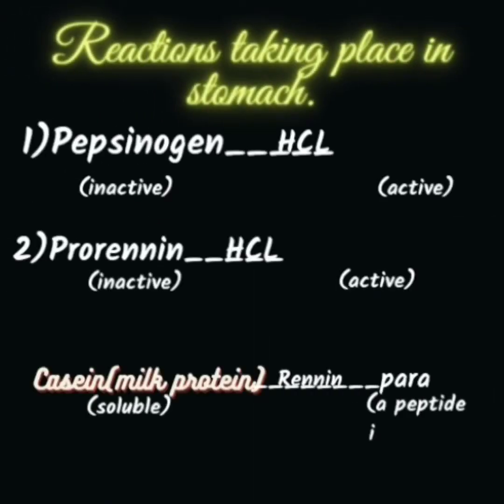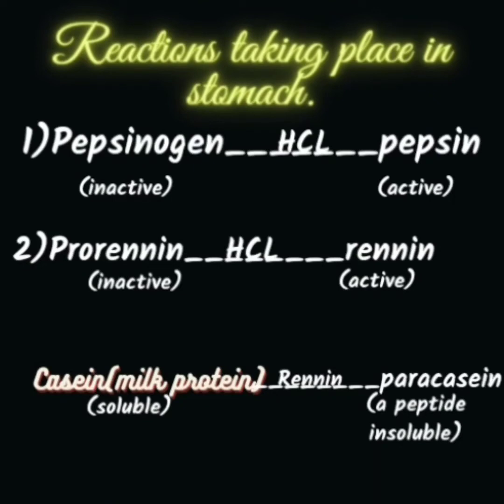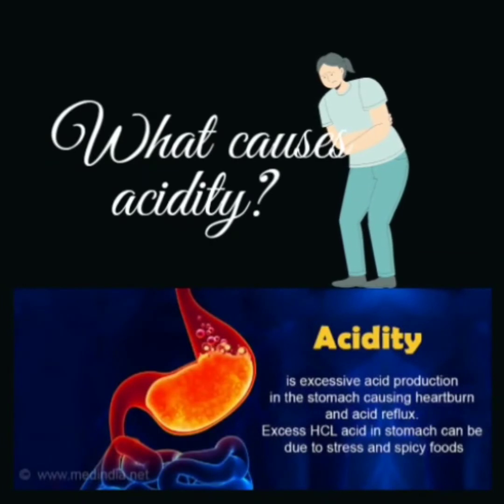Here are the reactions taking place in the stomach. Pepsinogen in the presence of HCl is converted into the active form called pepsin. In the same way, prorenin, which is present in its inactive form, is converted into renin, an active form, for the digestion of casein, which is a milk protein, into paracasein, which is a peptide in soluble form. These kinds of enzymes are present in infants.